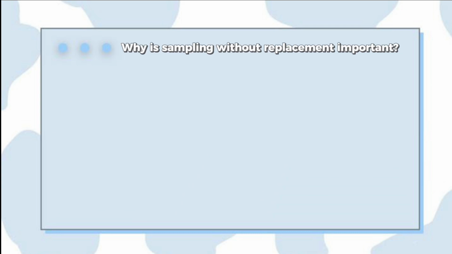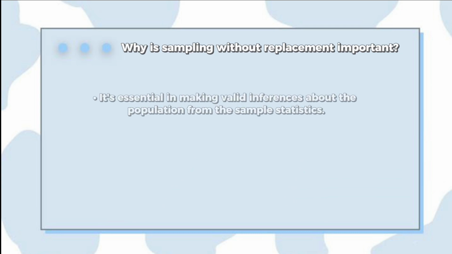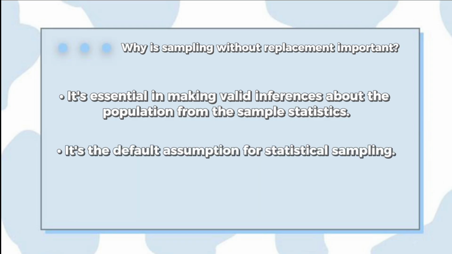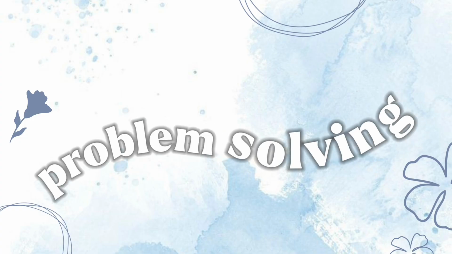Why is sampling without replacement important? It's essential in making valid inferences about the population from the sample statistics. It's the default assumption for statistical sampling. Let's now proceed to problem solving.